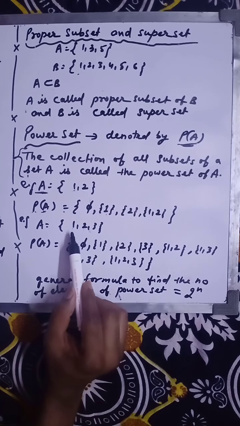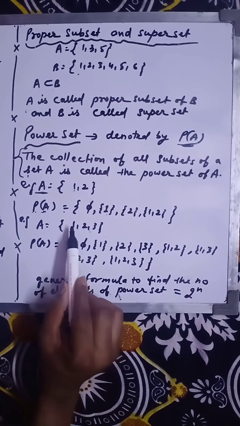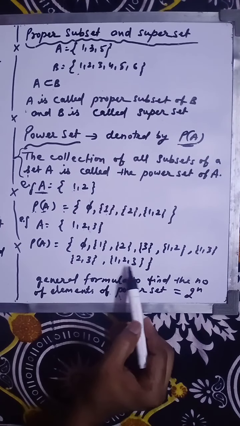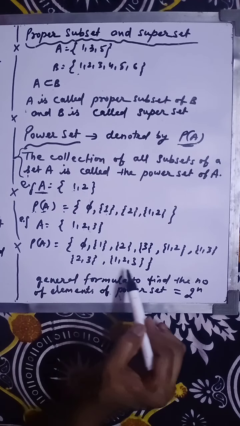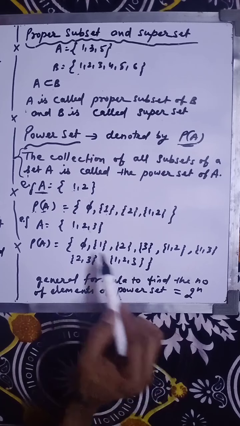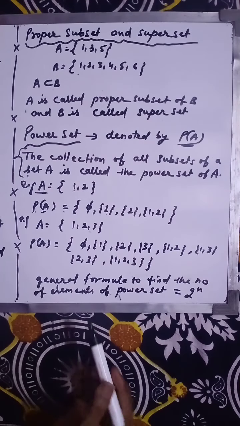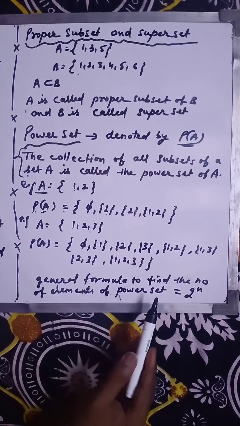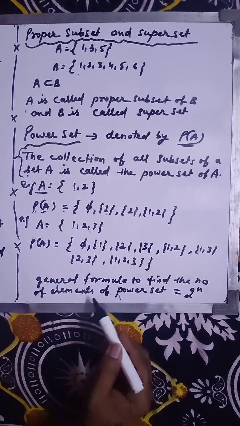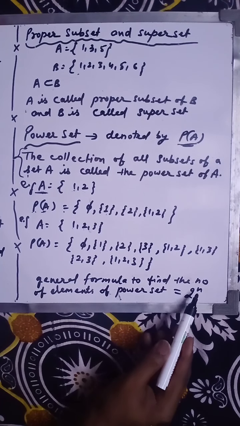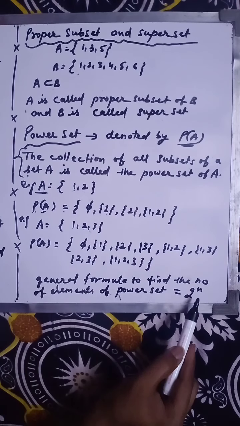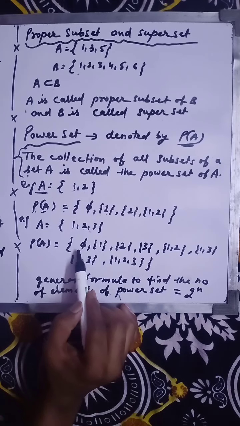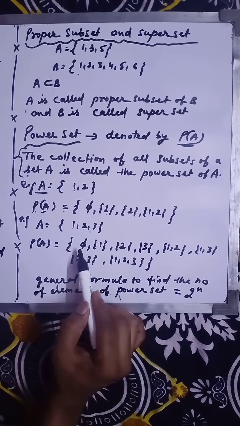Now we have to make a group of 3 elements. So {1, 2, 3}, only 1 is forming. So these are the power set of set A. Okay, so here is a general formula to find the number of elements of the power set, that is 2 raised to the power n. Suppose set A has 3 elements, so n will be 3. So it has 8 elements. So the power set of that would have 8 elements.